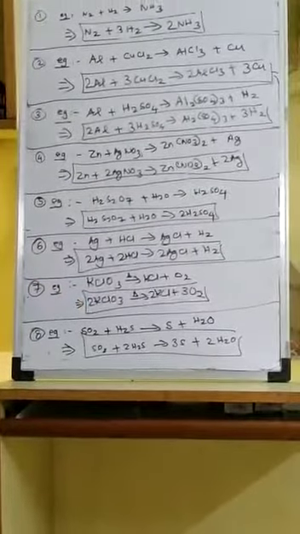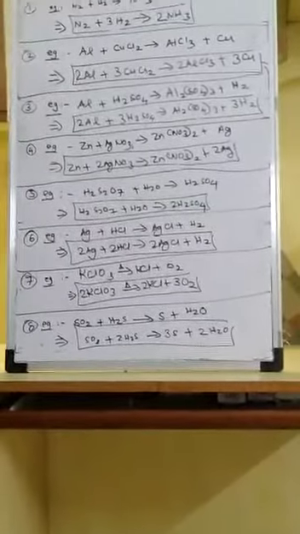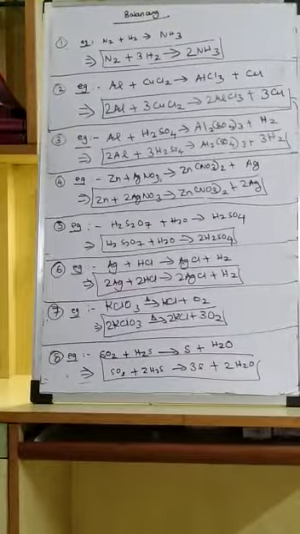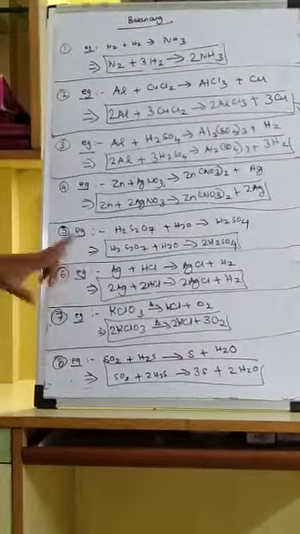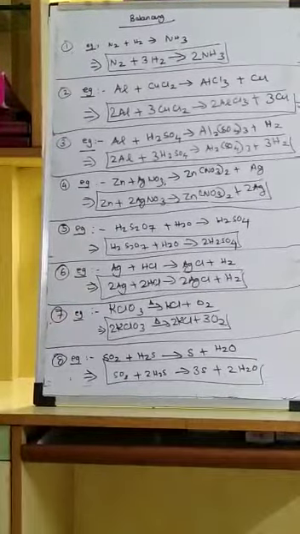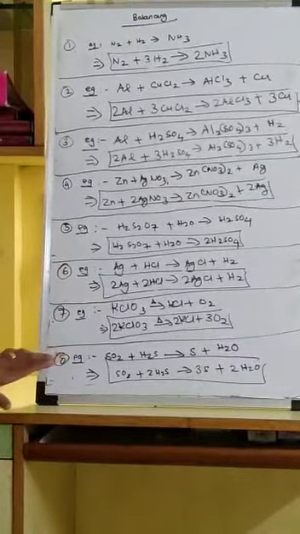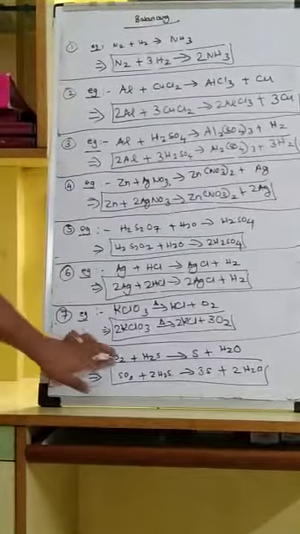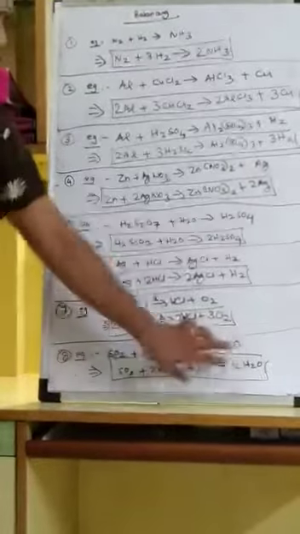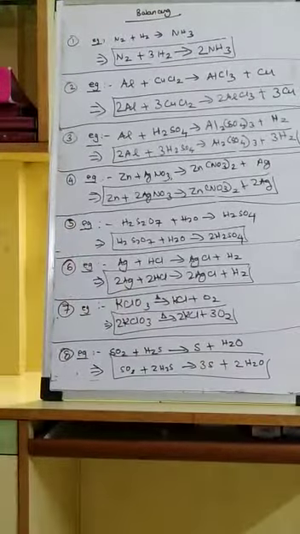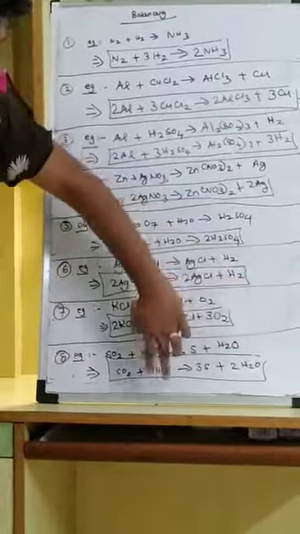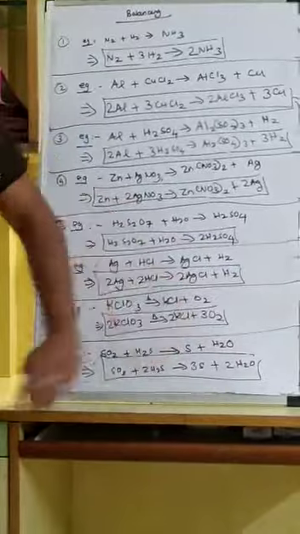Lastly, sulfuric acid plus hydrogen sulfide gives me sulfur plus water. S is actually no problem. Hydrogen is also no problem. Oxygen is a problem with 4 oxygens on one side and 1 oxygen on the other side. So what I could do is reflect this here with a stoichiometric coefficient of 4 for the H2O. Now I suddenly have 4 into 2, 8 hydrogens. So I can reflect it before the hydrogen sulfide.